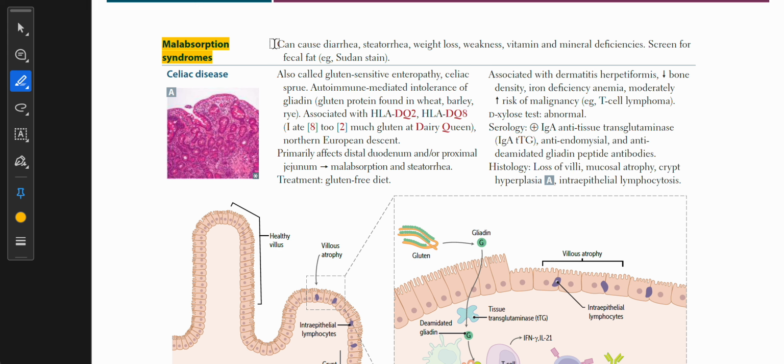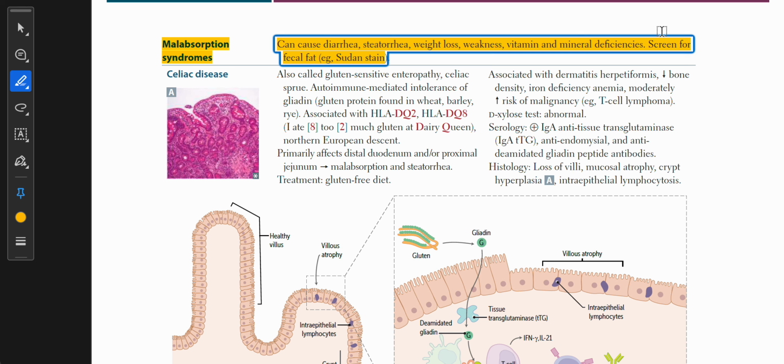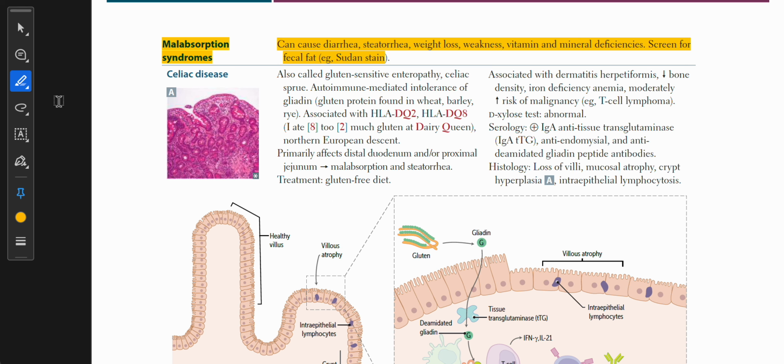So malabsorption syndrome can cause diarrhea, steatorrhea, weight loss, weakness, and vitamin and mineral deficiencies due to decreased absorption. Screening for fecal fat is done by Sudan stain.